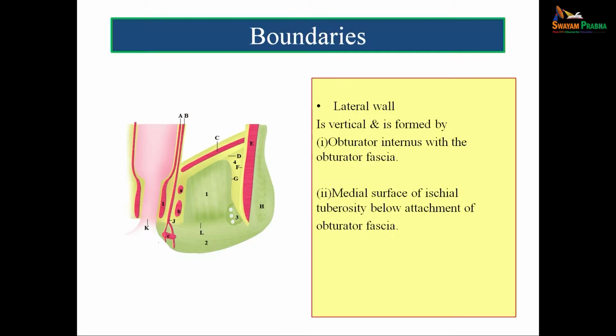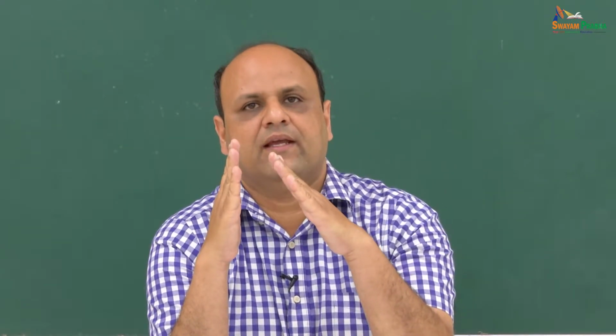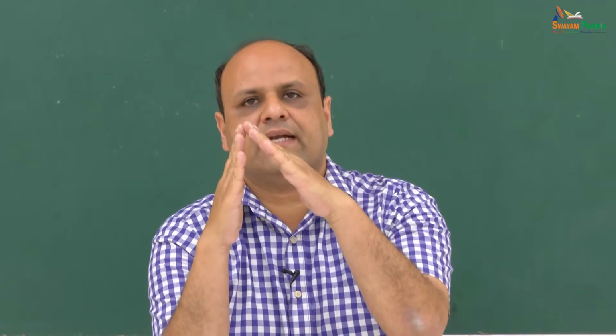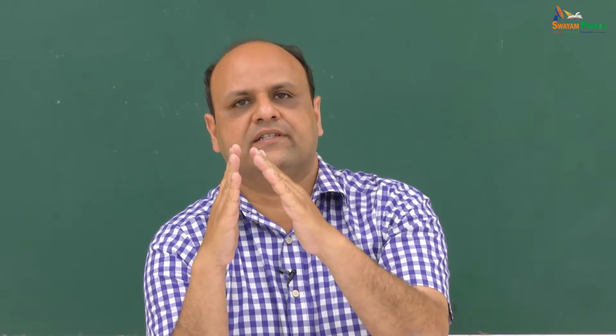Now, coming again to the boundaries. So far we have done the base and the apex, and now we are going to do the lateral and medial boundaries. If you look at the figure once again, the lateral wall is vertical, like a straight line, while the medial wall is curved. The lateral boundary of the ischiorectal fossa is like this, the inferior boundary is like this, while the medial boundary is not straight, but curved.